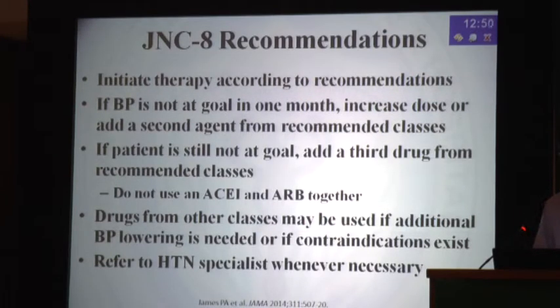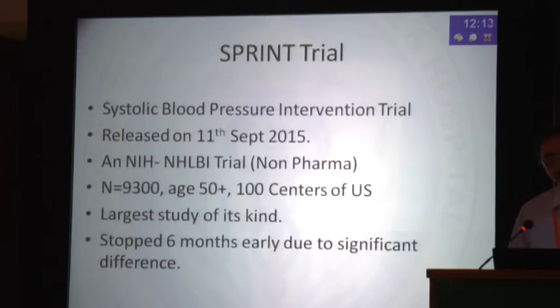So JNC also recommends that you initiate therapy according to recommendations. If the blood pressure is not at goal in 1 month, increase the dose or add a second agent from the recommended classes. If the patient is still not at goal, then you add a third drug from the recommended classes. Do not use ACE inhibitors and ARBs together. Drugs from the other classes may be used if additional BP lowering is needed or if there are any contraindications. And if you're still not able to control it, it would be ideal to recommend consultation with a hypertension specialist.